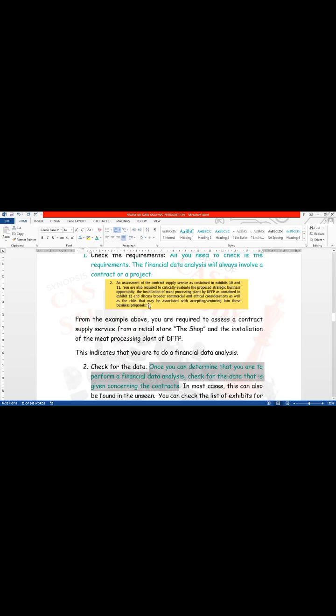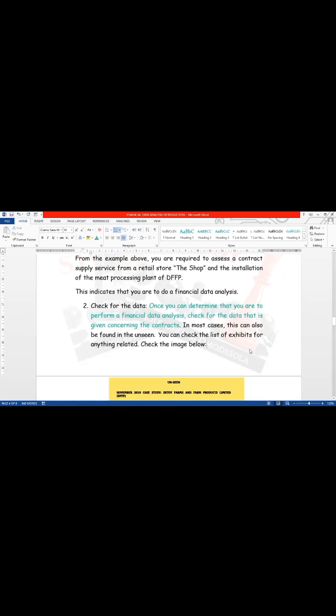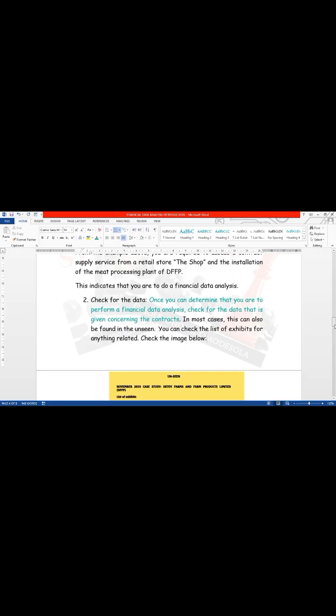Which we saw in the question. So as contained in Exhibit 10, Exhibit 11, Exhibit 12, they have basically told us where to look. So check for the data. Go to those exhibits that you were told and check for the data. In most cases, this can also be found in the unseen. Yes, the exhibits will usually be in your unseen. Check the list of exhibits as well for anything related.